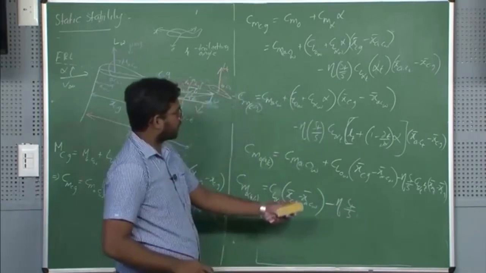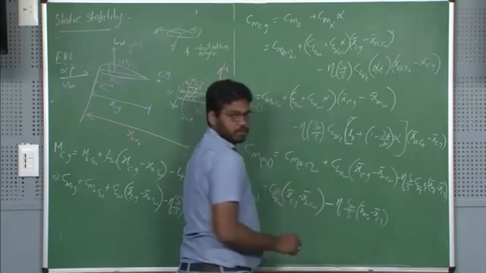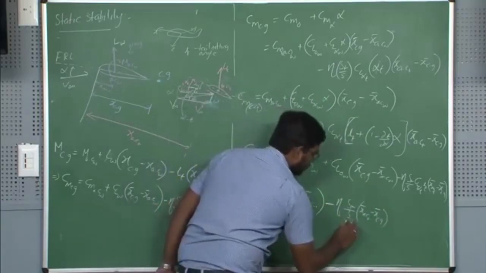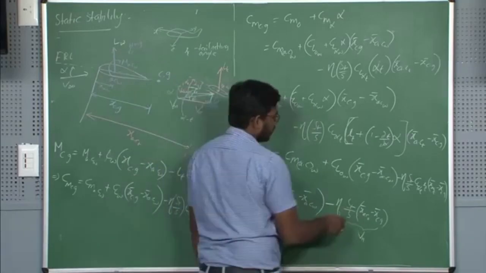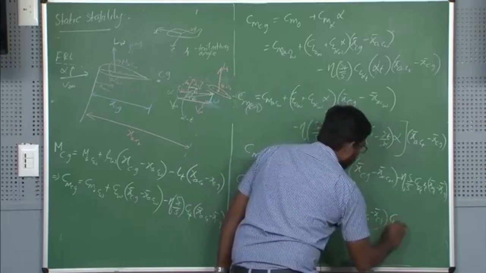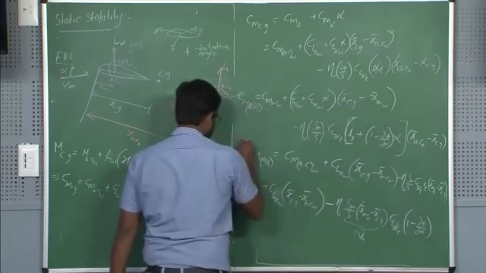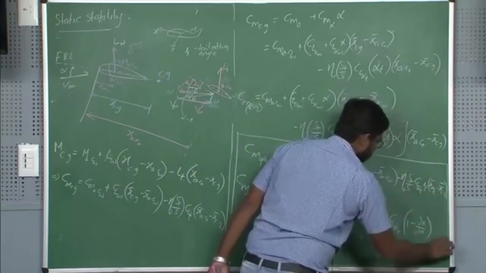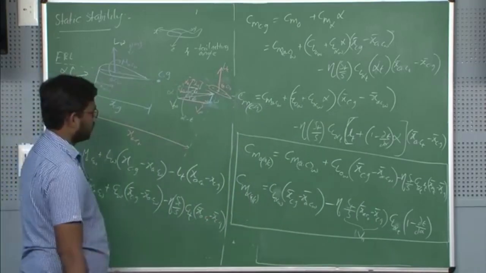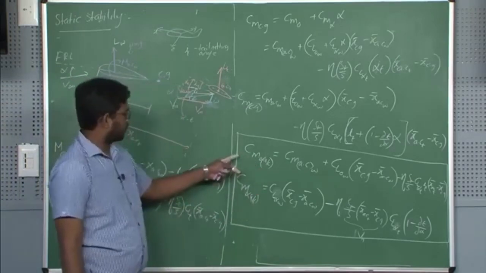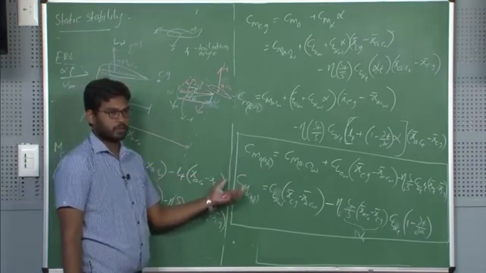So, this particular quantity ST by S multiplied by x bar AC of tail minus x bar CG is considered as tail volume ratio, right. This particular quantity is known as VH, tail volume ratio of horizontal tail, right, ST by S into x bar AC minus x bar CG into CL alpha of tail, 1 minus dou epsilon by dou alpha. This is your pitching moment. These parameters are important to analyze the stability of the system, right, static stability of the system for the longitudinal case.